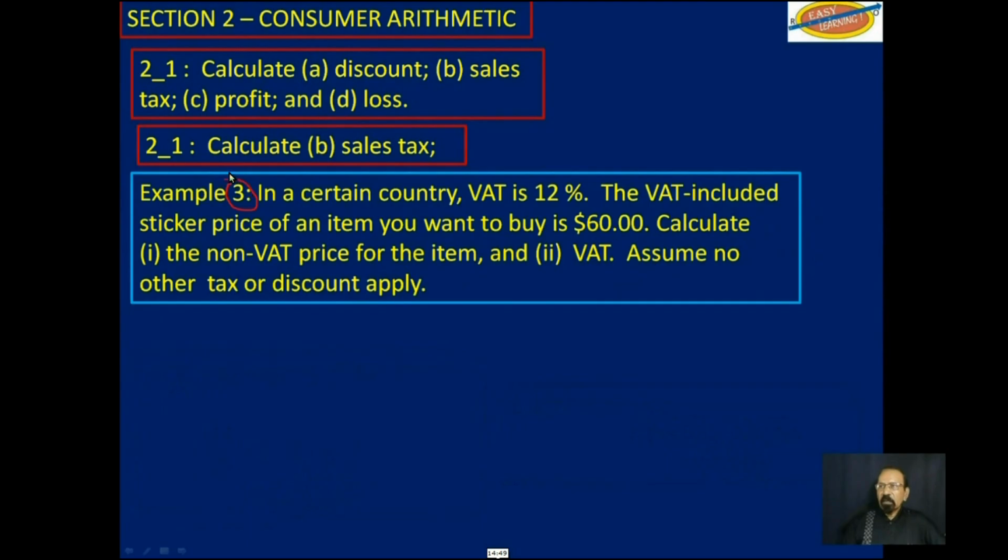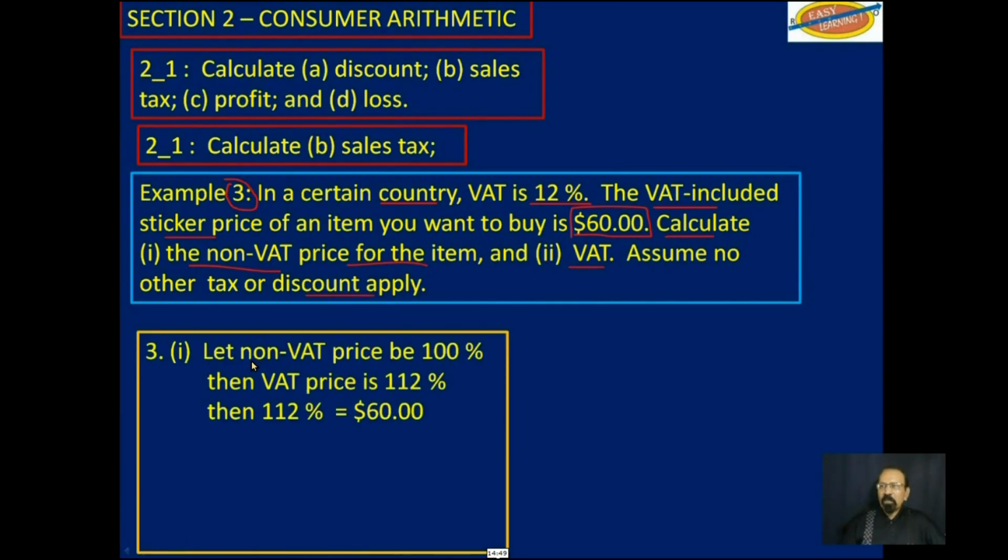Example 3. In a certain country, VAT is 12%. The VAT included sticker price, now VAT is included in this, of an item you want to buy is $60. So VAT is already in that $60. Calculate the non-VAT price for the item and then the actual VAT. Assume no other tax or discount applies.